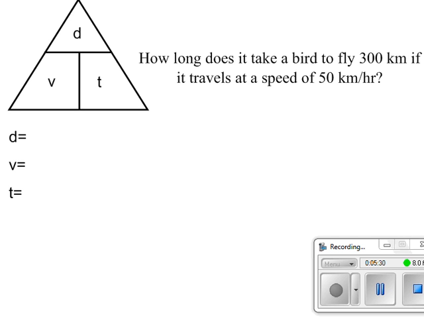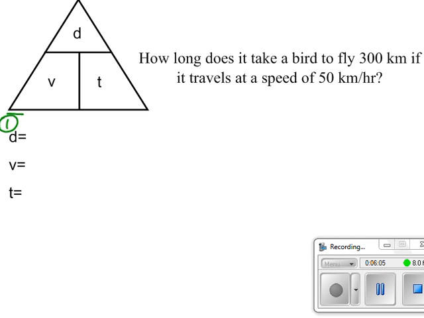All right, so I have a problem here. The problem says, how long does it take a bird to fly 300 kilometers if it travels at a speed of 50 kilometers per hour? I put my triangle here because I'm going to need that to help me figure out what equation I want to use. And the first step I'm going to take, step number 1, is to figure out what I know and what I don't know. So I need to figure out my knowns and my unknowns.